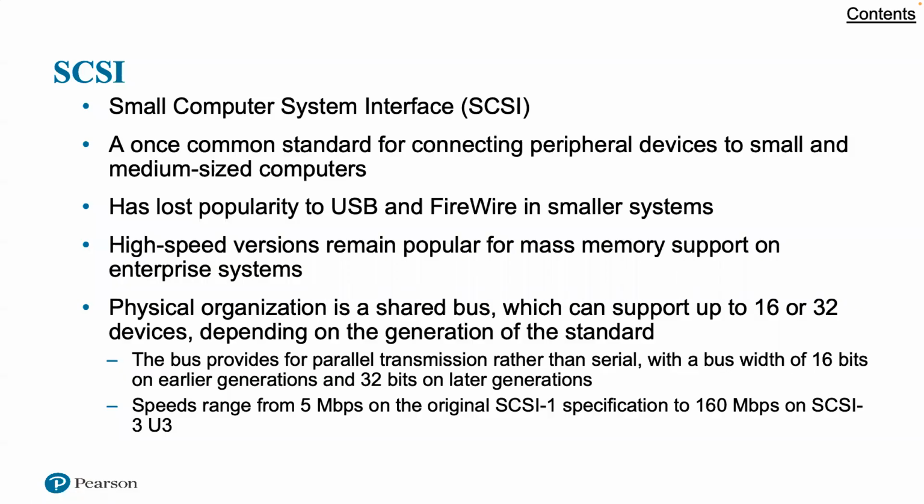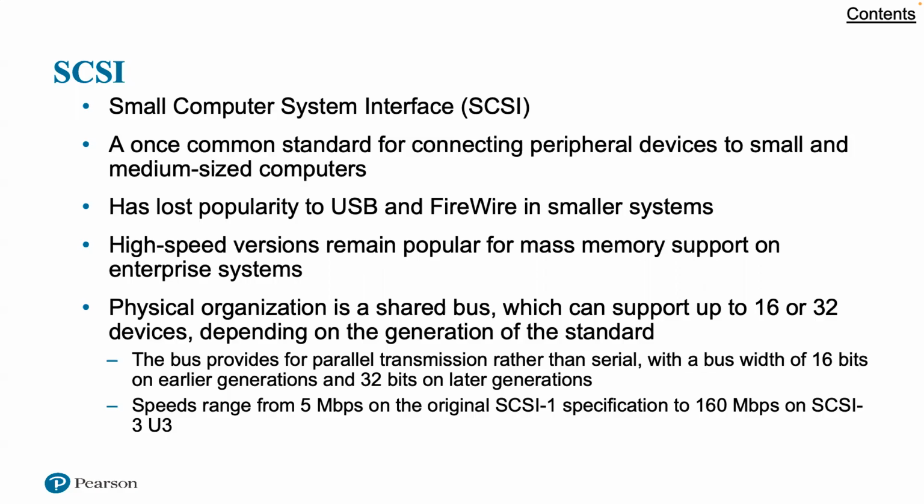Next, let's consider SCSI. SCSI is a common standard for connecting peripheral devices, disks, modems, printers, etc., to small and medium-sized computers. Although SCSI has evolved to higher data rates, it has lost popularity to such competitors as USB and FireWire in smaller systems. However, high-speed versions of SCSI remain popular for mass memory support on enterprise systems. For example, the IBM zEnterprise EC12 and other IBM mainframes offer support for SCSI, and a number of Seagate hard drive systems use SCSI.